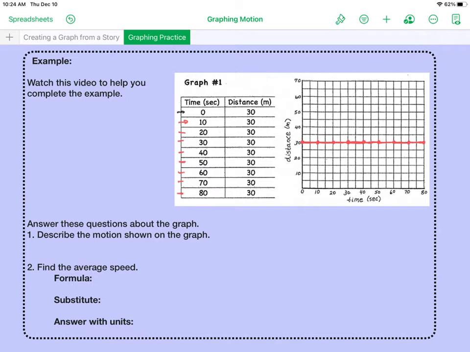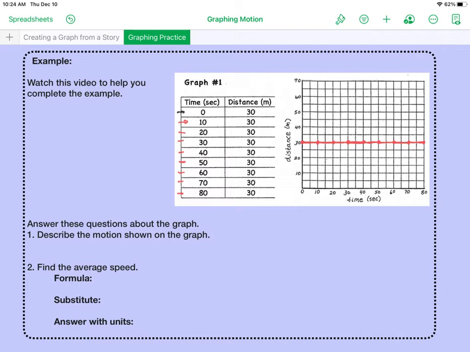Okay. So now that I have my line on the graph, I can come down here to answer these 2 questions. So the first question is, describe the motion shown on the graph. We discussed this on Thursday of last week. So if you do not remember, you can go back to that numbers document, which is called distance time graphs, and you can look to see what type of motion this is.